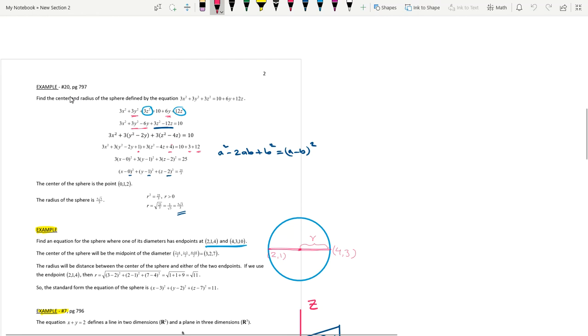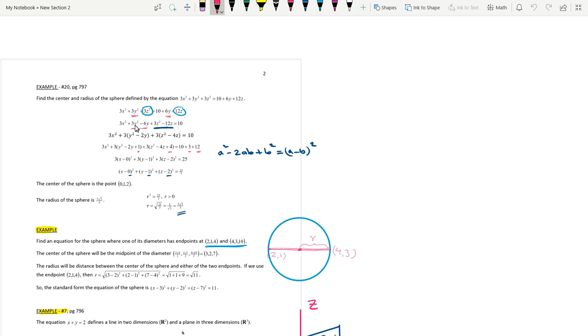Now, in this example, we need to find the center and radius of the sphere whose equation is given by this. Here we have 3x square, but there is no x term, so just write 3x square. We have 3y square, so 3y square. We also have 6y, so take it to the left side, so negative 6y. We have 3z square and also 12z, so take it to the left side, it becomes negative 12z.